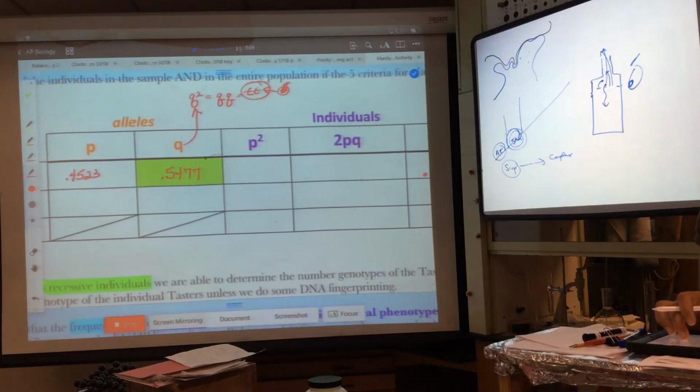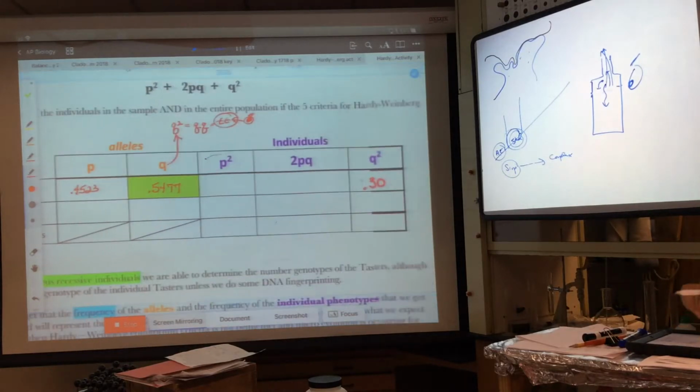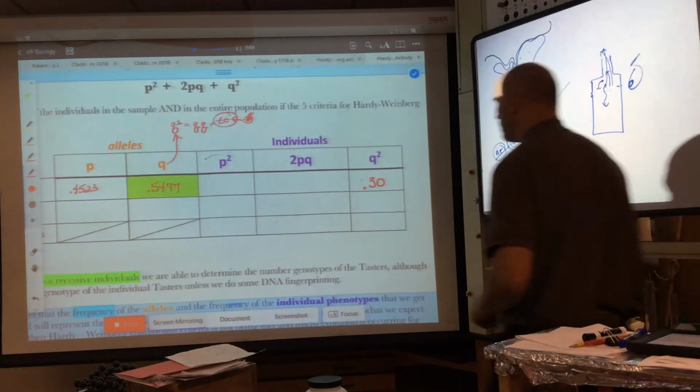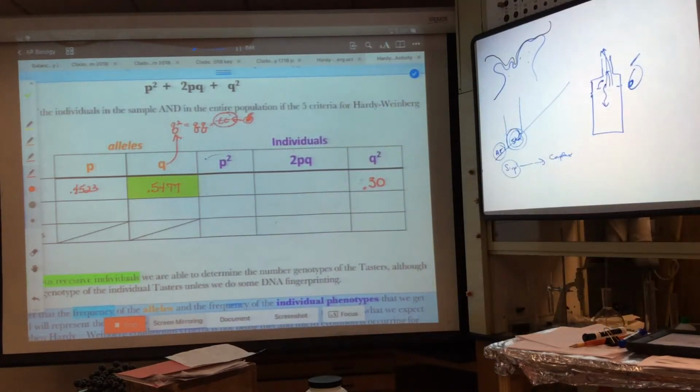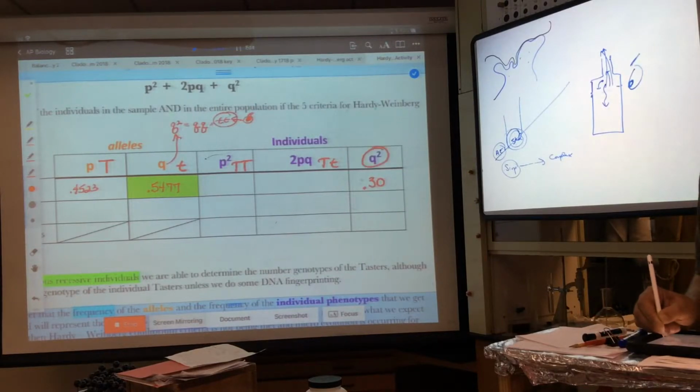So who's my P squared? What is the frequency of individuals that are homozygous dominant? Don't lose sight of what this means. Remember, P is what? Big T. Q is little t. So P squared is big T, homozygous dominant. These are my heterozygotes. And this, of course, we just found out from our data. Our data gave this homozygous recessive. Okay, so let's go find P squared.